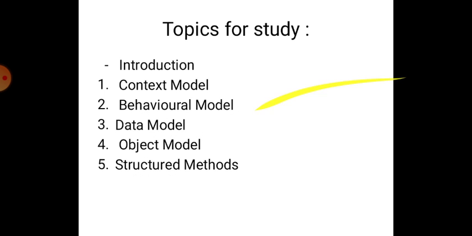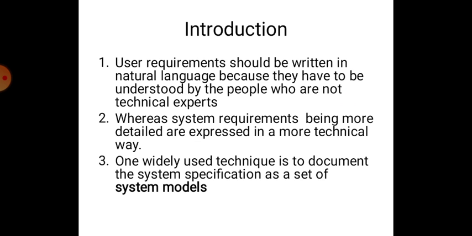Now we will take up the introduction. The topics for study in this chapter would be: 1, the introduction part, then 2, context model, 3, behavior model, 4, data model, 5, object model, and 6, structural methods. So these are the topics that you are going to study in this chapter, system models. Today we will take up the introduction part of it. So this part will introduce us to the chapter system models.